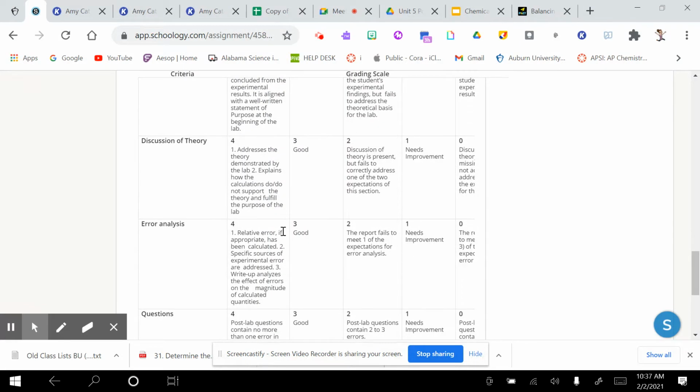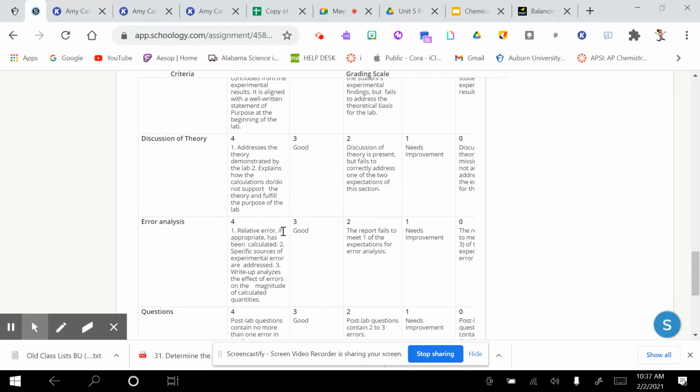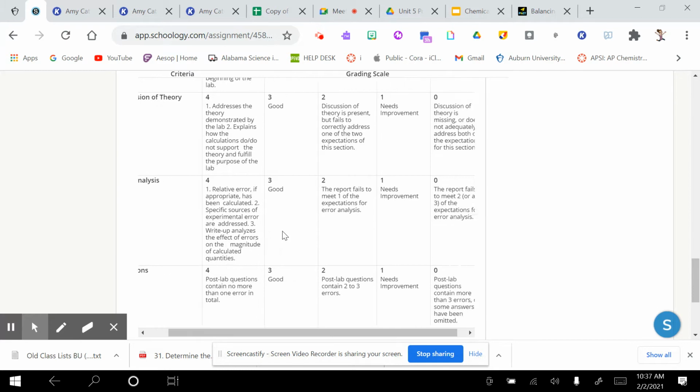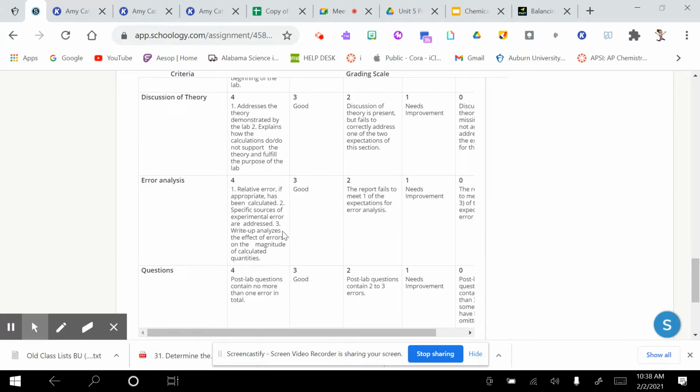Discussion of theory addresses the theory demonstrated in the lab, which is, again, empirical formulas and all that kind of stuff. So you'll just talk about those. Error analysis, that's part of your calculations. You're not going to get it perfect.